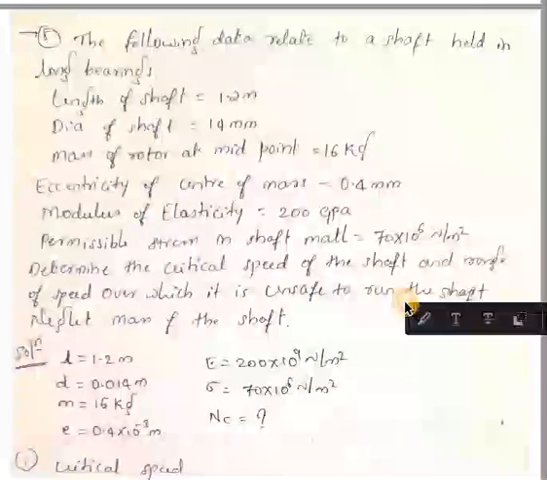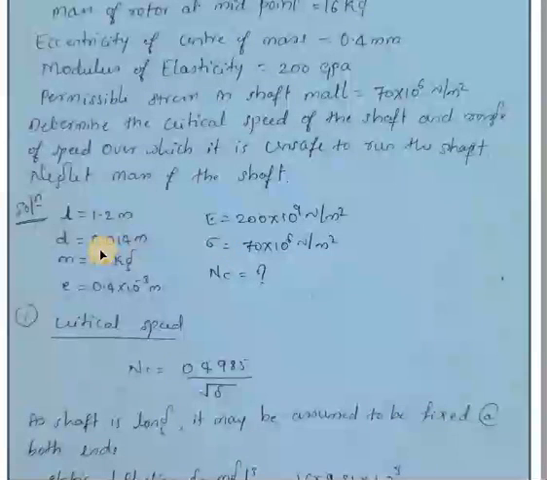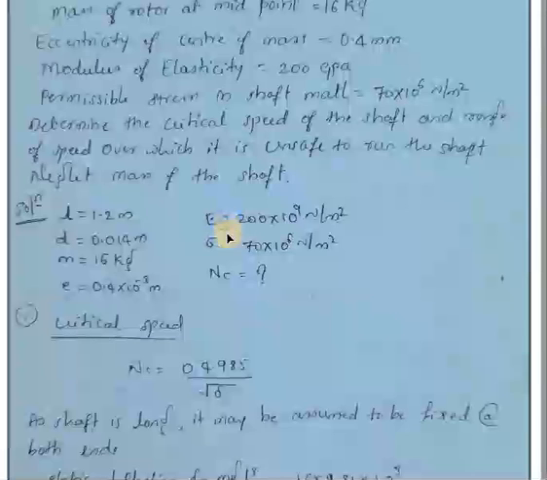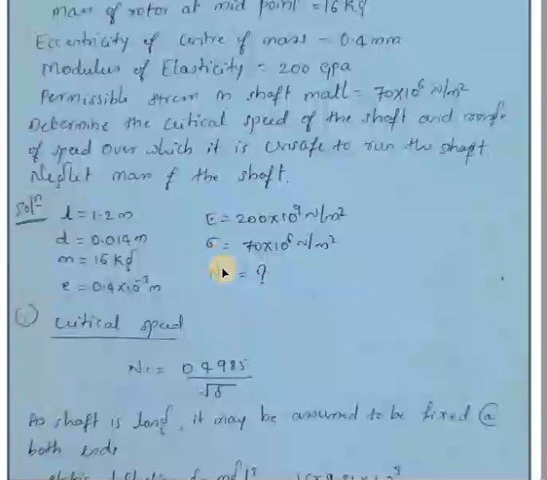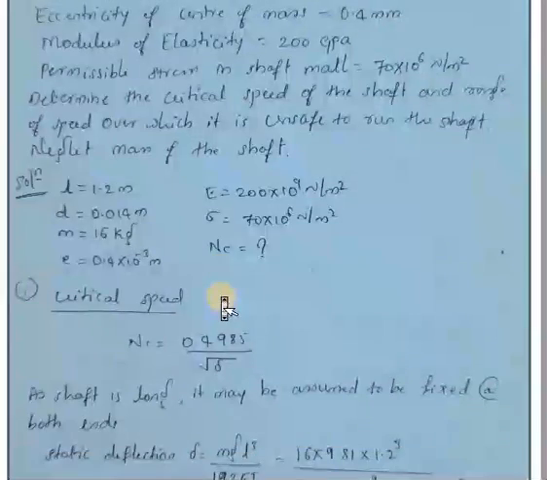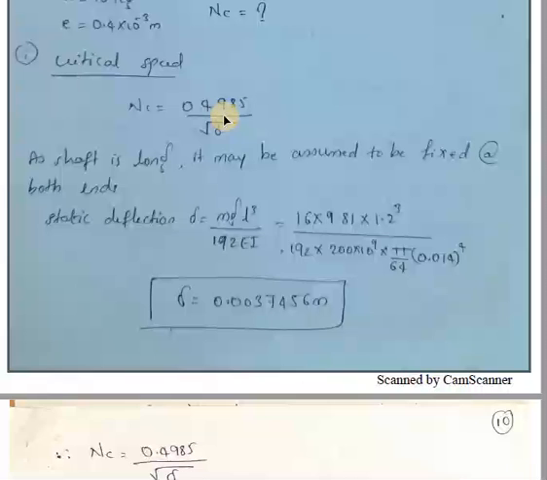So first we'll try to list out the given data. That is L he has given, D he has given, M he has given, E he has given, the Young's modulus he has given, sigma he has given. So he has asked us to calculate the critical speed NC. For critical speed we have the equation NC equal to 0.4985 divided by root of delta.